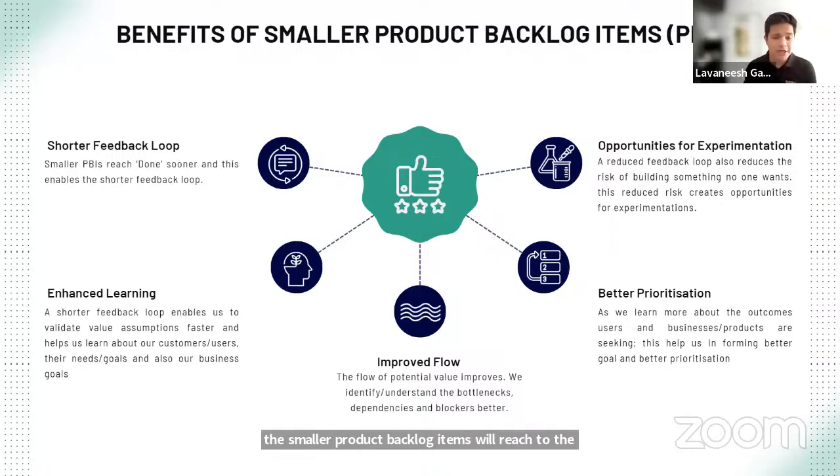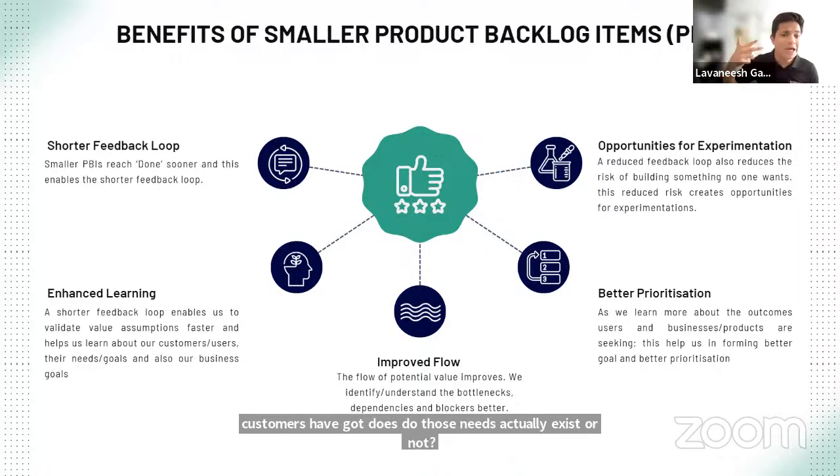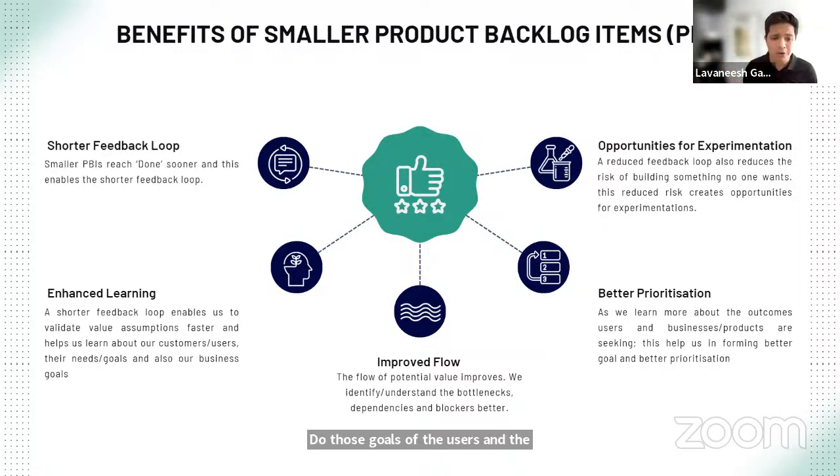And when they reach the done state sooner, they can go into the users' and the customers' hands and provide the ultimate feedback to us. This ultimate feedback helps us in enhanced learning itself. Learning about what? Learning about whether our target users are right, whether the needs that we think those users and the customers have actually exist or not. Do those goals and needs of the users and the customers actually exist or not? These are the things we learn only when the things go into the users' and the customers' hands.